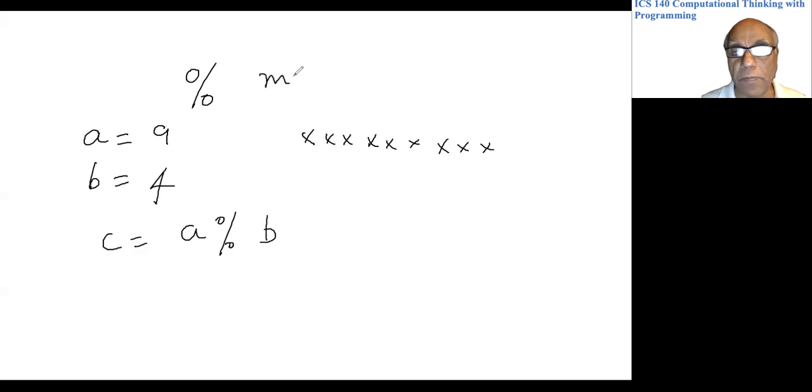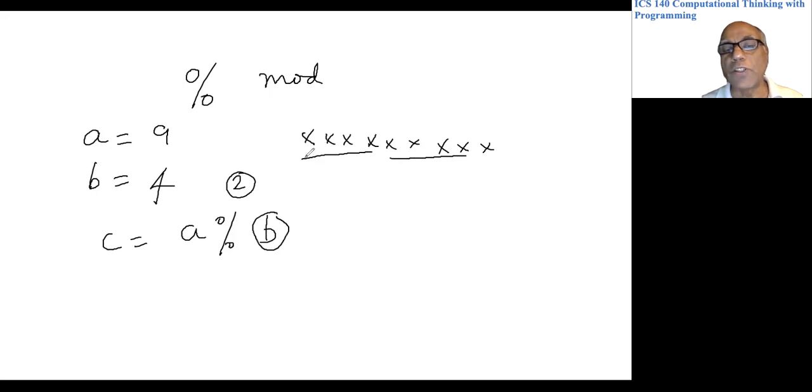This is mod. This will work like this. Suppose we divide a by b, b goes into a twice, 2 times. Integer, 2. So those 2 groups will take care of these many things. Because b is 4, the first one will take care of 4 of the 9 things. The second one will take care of the next 4. So we are left with 1. And that is the value of c. So this is the remainder.